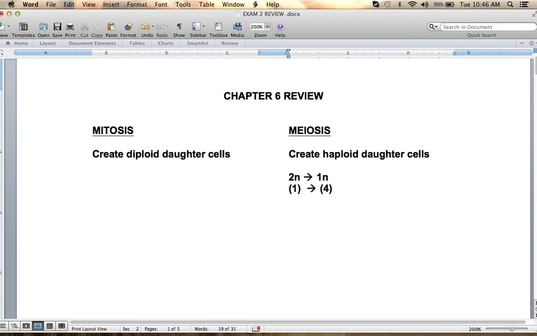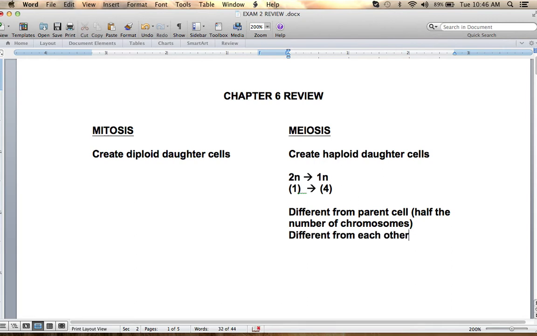And in that process where you're halving the number of chromosomes into the daughter cells, the daughter cells are going to be different from the parent cell because they have half the number of chromosomes. They're also going to be different from each other. We'll get into the reason a little more when we discuss the process of meiosis, but basically there are some crazy things that go on amongst the chromosomes where they can exchange bits and pieces, and it causes some genetic variation from one generation to the next. So the haploid daughter cells in meiosis are different from each other, and they're different from the parent cell.